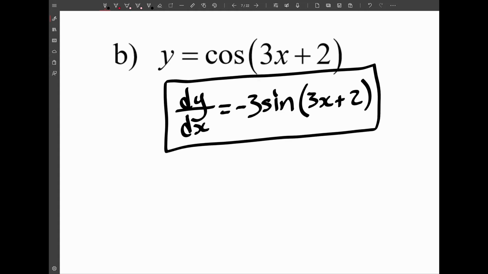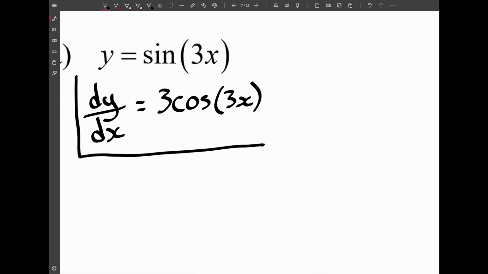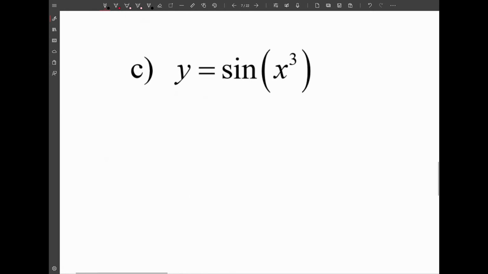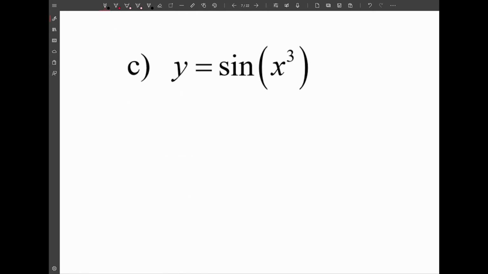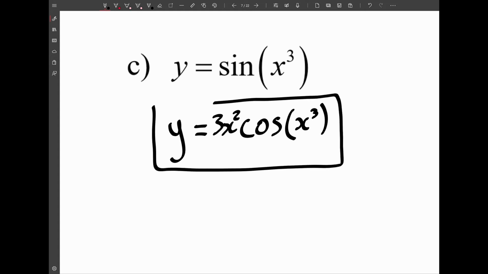So I'm skipping some steps here, but the hope is that you're doing these ones on your own first, that you're not just following along with me. All right, we've got y is equal to sine of x cubed, so same idea as before. Cosine is the derivative of our exterior function, and our interior function is x cubed, so its derivative, 3x squared, goes out front. So we have dy/dx equals 3x squared cosine of x cubed.